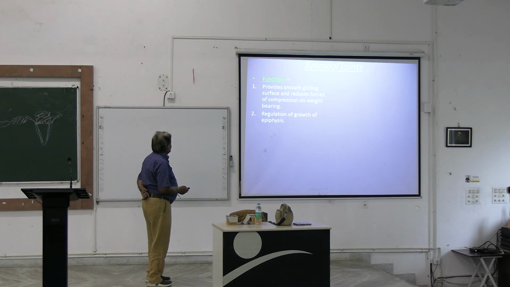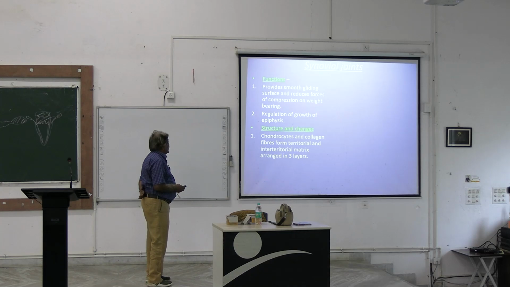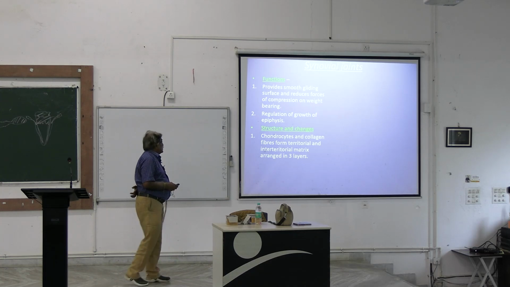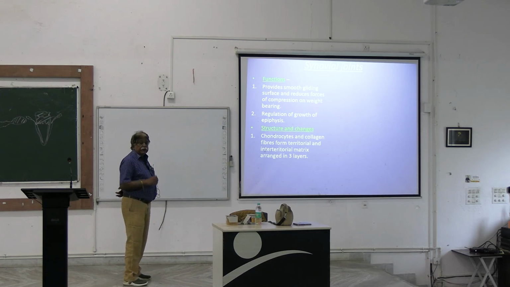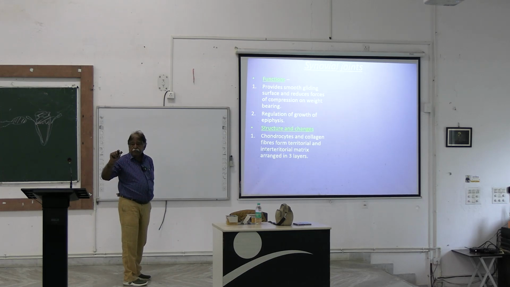Regulation of growth of epiphysis. Structure and changes. Chondrocytes and collagen fibers form territorial and interterritorial matrix arranged in 3 layers. It can be a question on embryology. Okay.